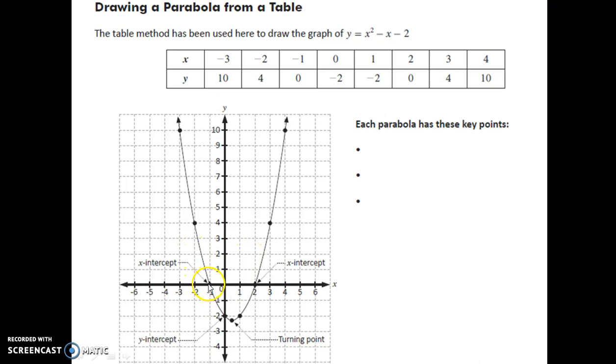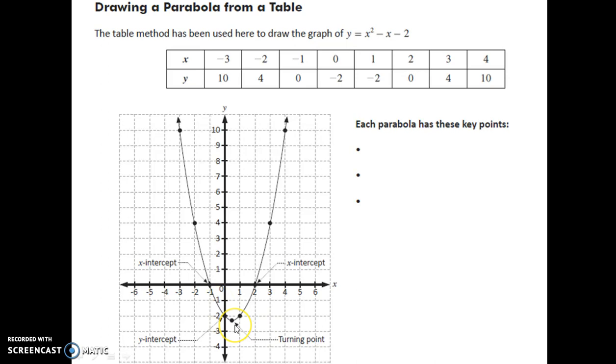Important points on here. There are two x-intercepts, one here, one here. We've looked at that a little bit. There doesn't always have to be two. There can be 1 or 0 x-intercepts as well. Over here, we have the y-intercept. It's where the parabola intercepts the y-axis.